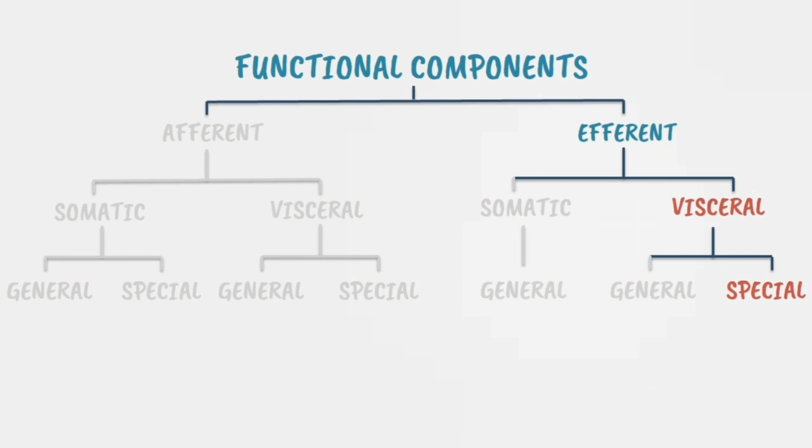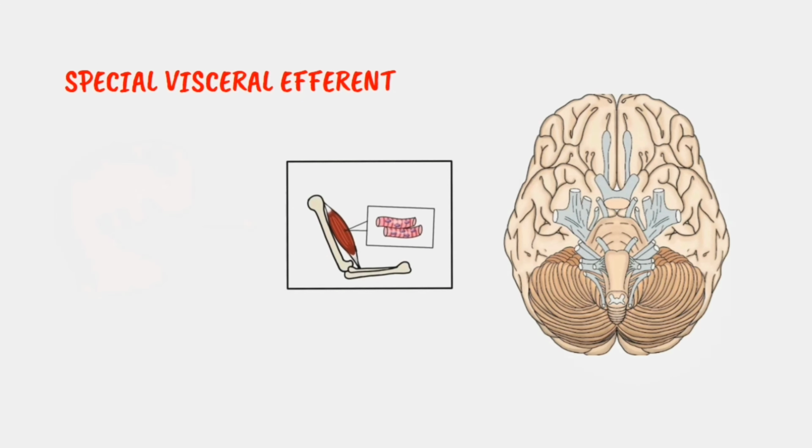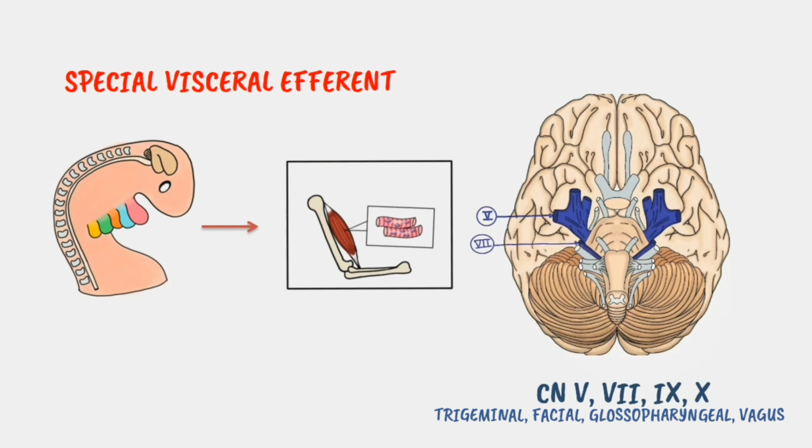Special visceral efferent innervate skeletal muscles derived from the branchial arches. Cranial nerves associated are 5, 7, 9, and 10.